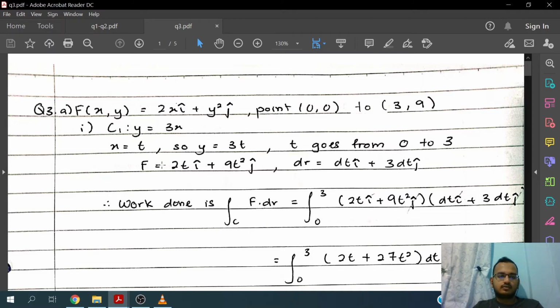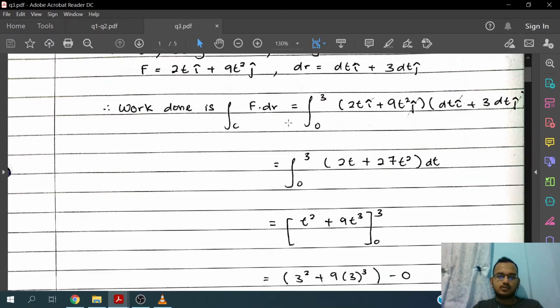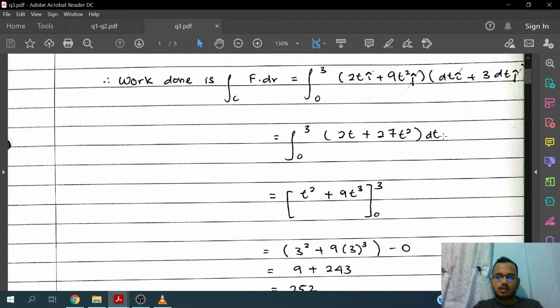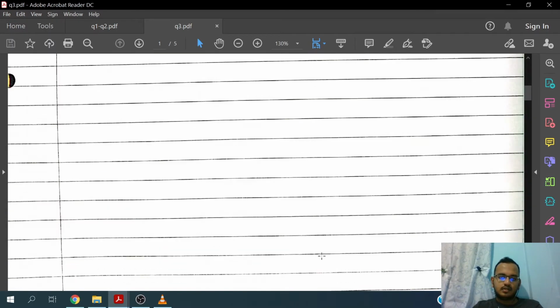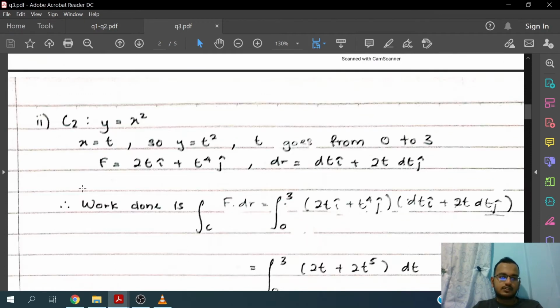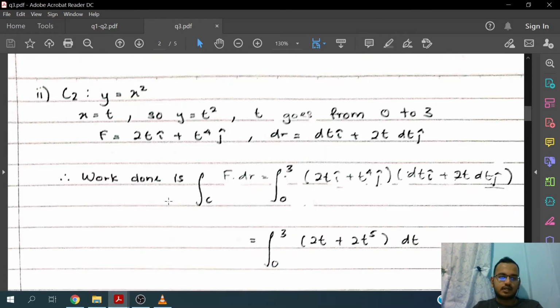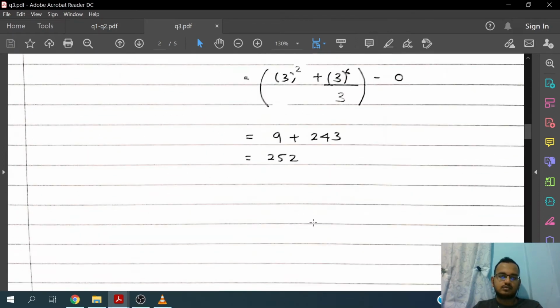So this is question 3a. We have to find the work done by the force field. A1, y equals 3x. So we have to use the work done by force field formula to solve this problem, and solve step by step until we get the final answer, which is 252. And as for question A2, we use the same method to find the answer, which is still 252.